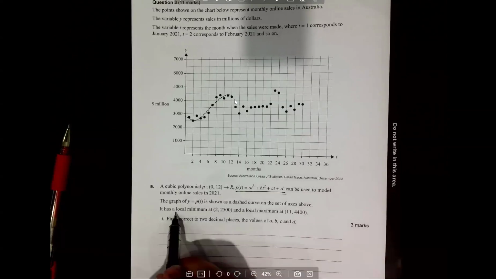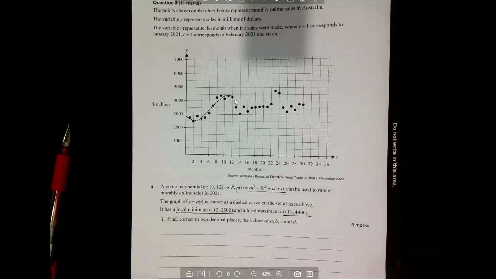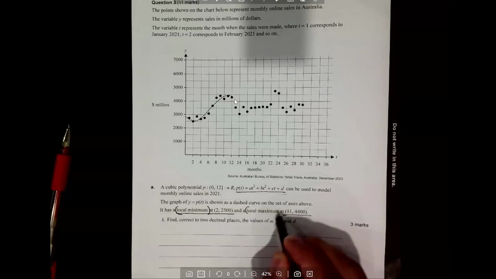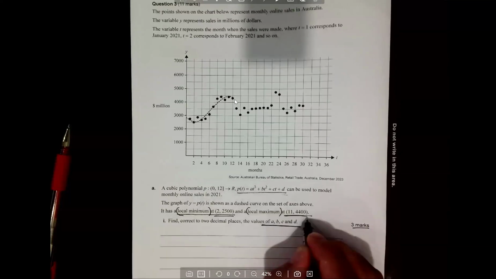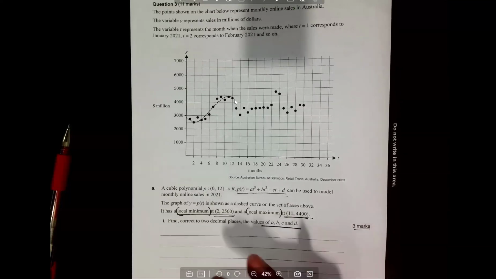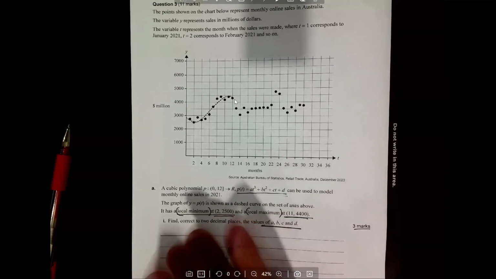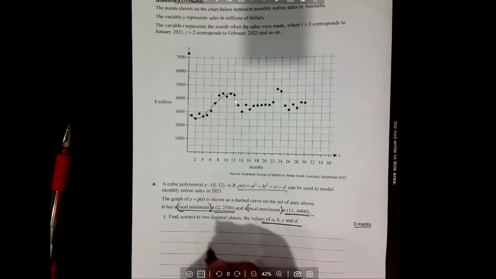It has a local minimum at 2,500 and 11,400. Remember, whenever you see this term, local minimum or local maximum, it also indicates the derivative at this T value must be 0. There are 3 marks to find the A, B, C, D. So probably with these 2 pairs of coordinates, you can form 2 equations. And also you need to differentiate this equation, and subbing 2 equate to 0, subbing 11 equate to 0. So what I'm going to write is like this.